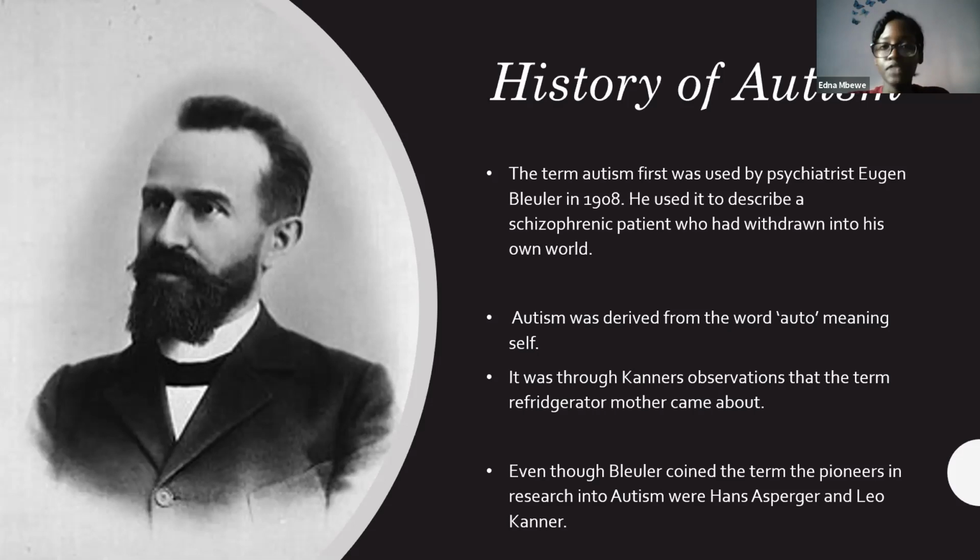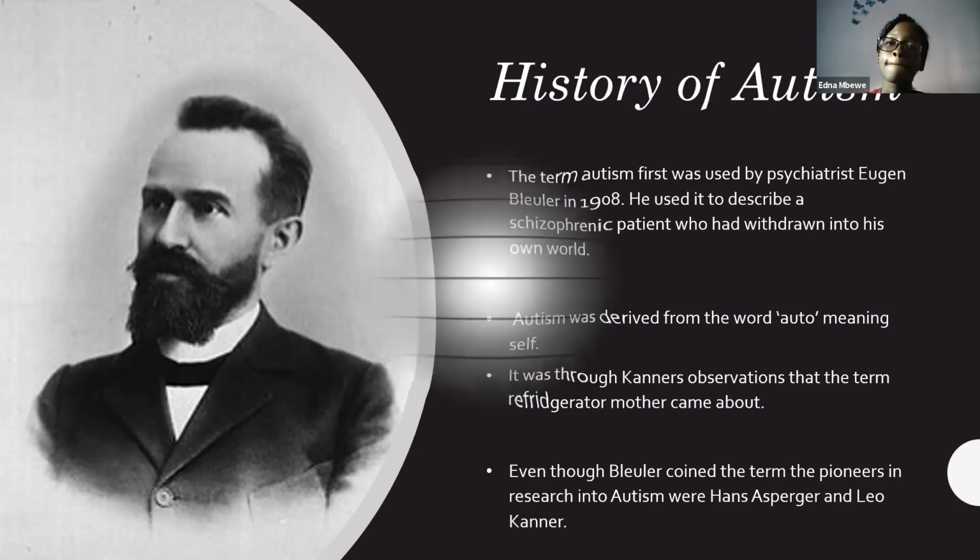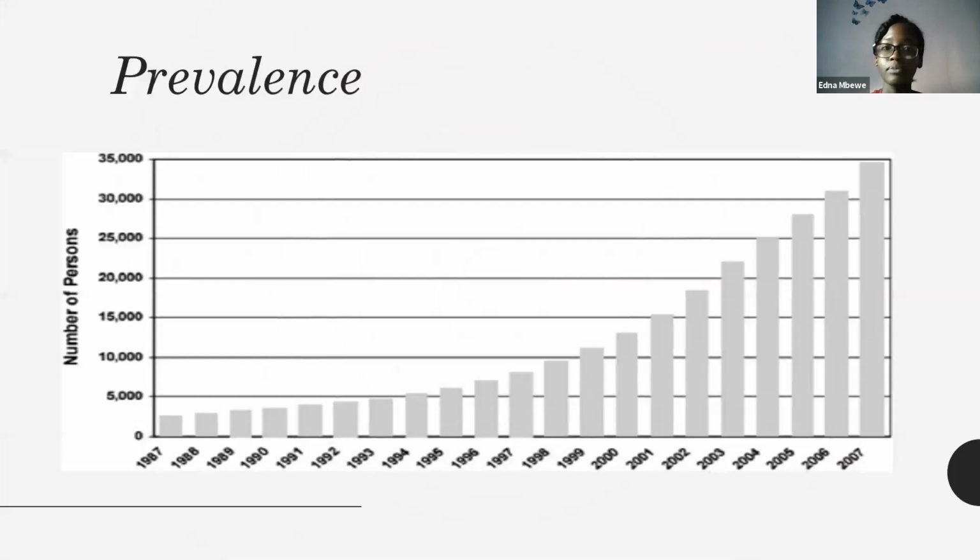The only difference was that the children that Kanner studied had echolalia, meaning that they would repeat or imitate spoken words, while Asperger's children spoke like grown-ups. Moreover, it was through Kanner's observation that the term refrigerator mother came about. This was a theory that autism is caused by a lack of maternal warmth, which led to mothers being blamed for their children's atypical behavior.